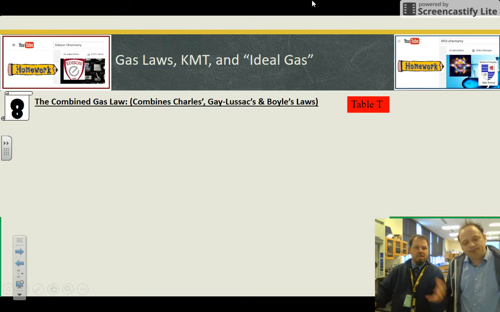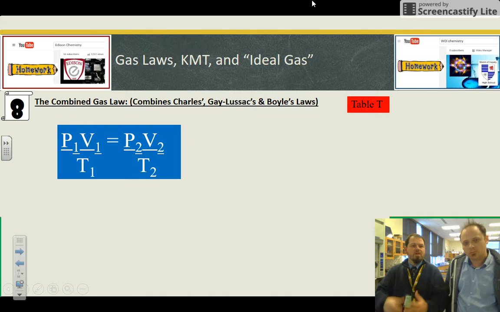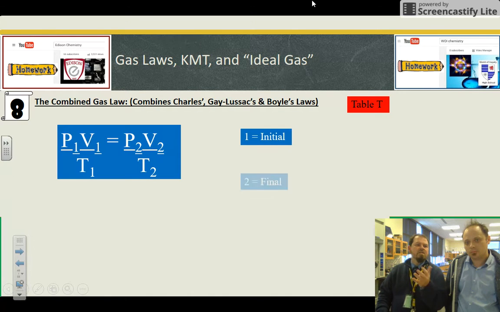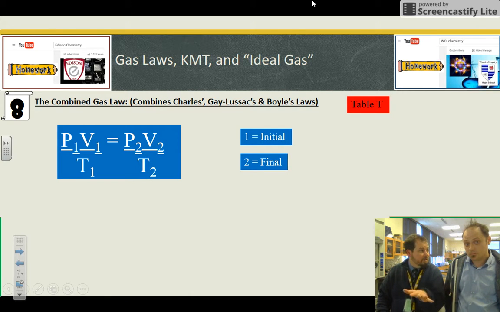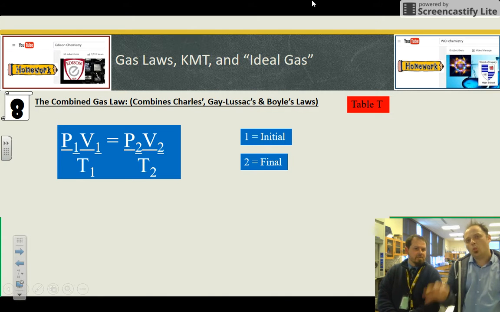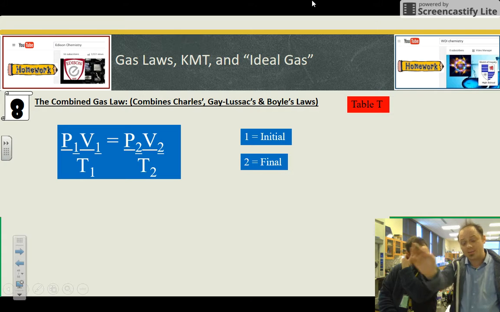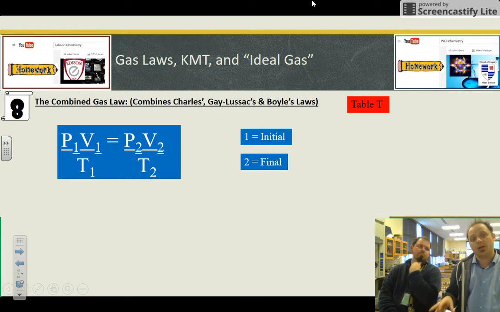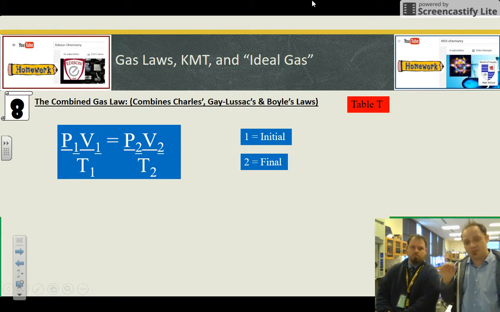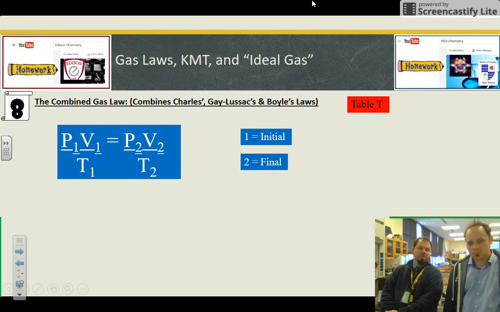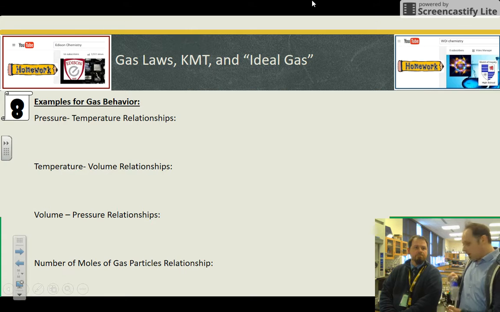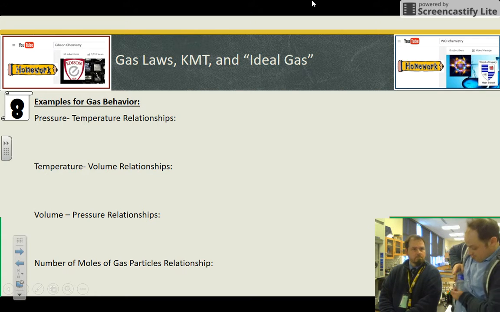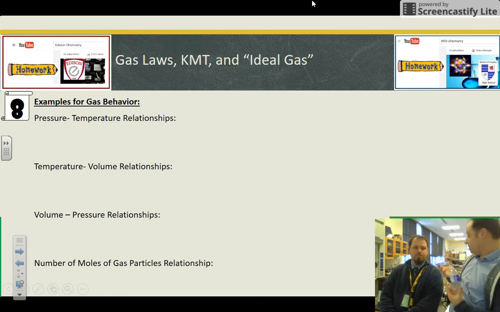So on Table T, we take all these equations and put them right together. We're not going to touch too much on the rate law equations. This is the one that's in the reference tables. What you're going to have to do with these calculations, which is why we're trying to save some time for that, is you're going to be given 5 of the 6 variables and have to solve for the 6th variable using algebra. And know that the 1 is the initial conditions, the 2 is the final, because we're always comparing before versus after.